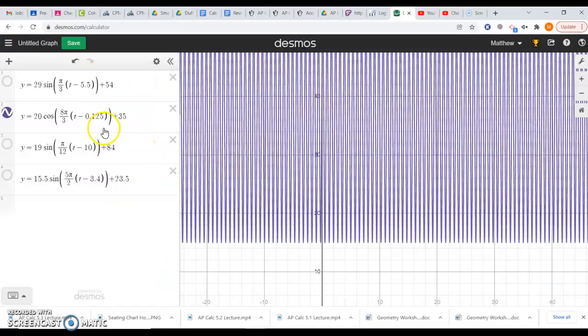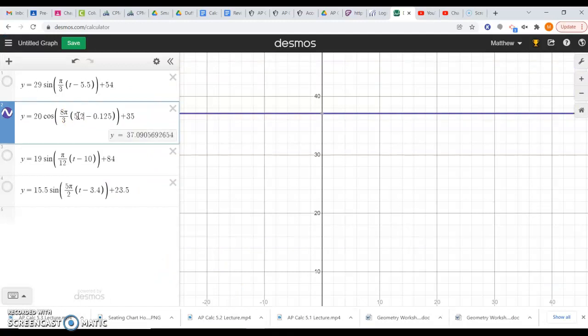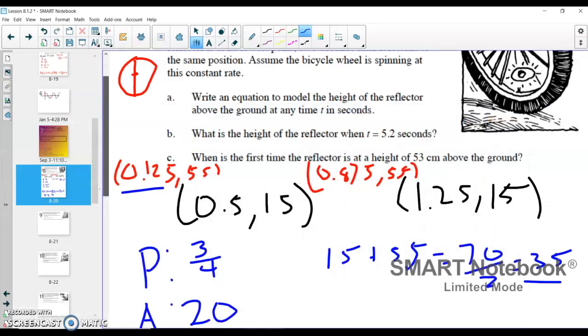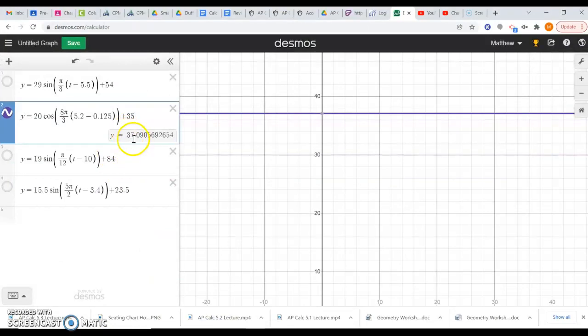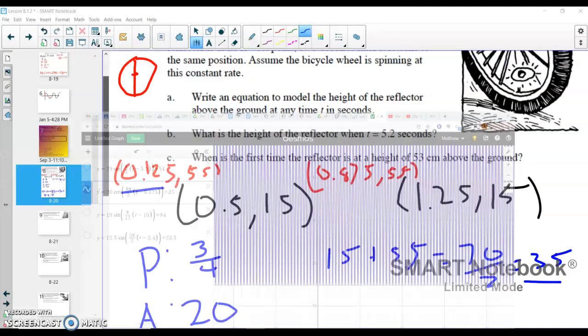Well, the height of the reflector at 5.2 seconds, that's me plugging in 5.2, and the height was 37.09, and I believe this one is in centimeters. Let's check again. Yep, centimeters. So 37.09 centimeters is what it was at 5.2 seconds. I'll go back and plug this in for t so we get the equation again.